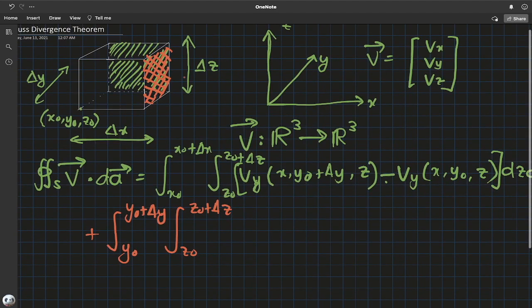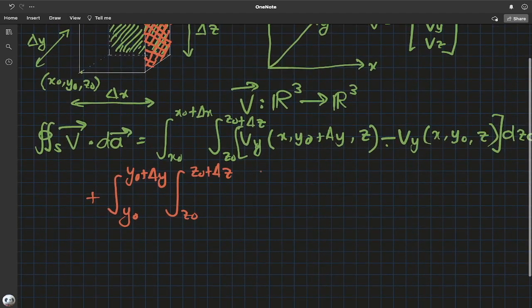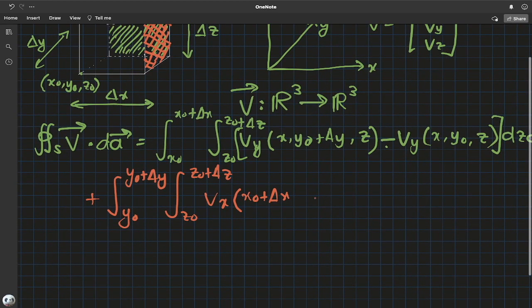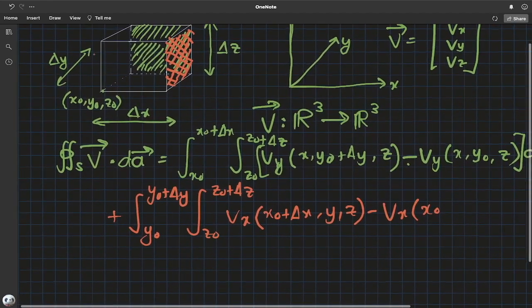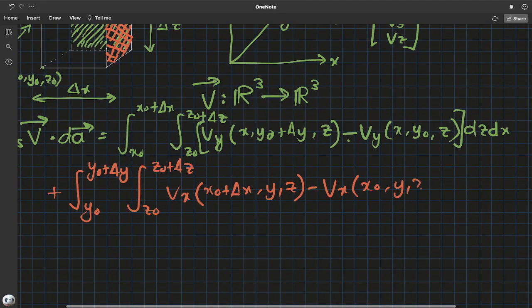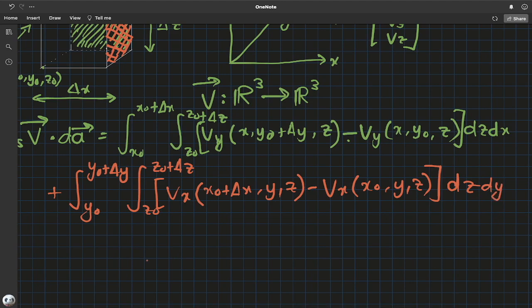Since the area vector for this red face points in the positive x direction, for the red shaded part we have vx evaluated at x0 plus delta x, for this right-hand red shaded side, at y and z, since we're integrating over them, minus vx at x0 for the face that's opposite to this one, minus because the area vector is in the negative x direction, at y and z, and then as suggested before, integration over dz and dy.